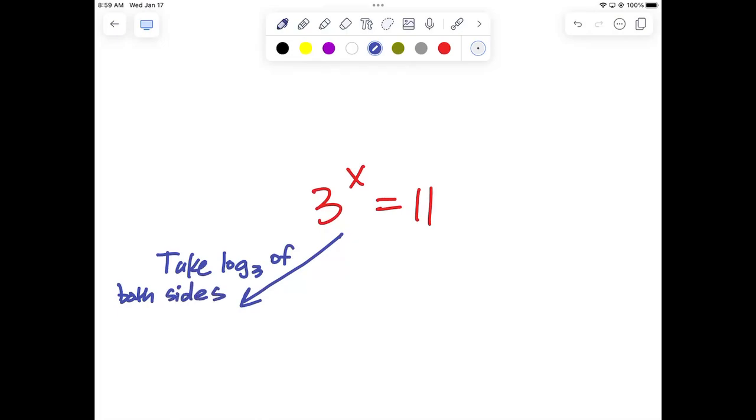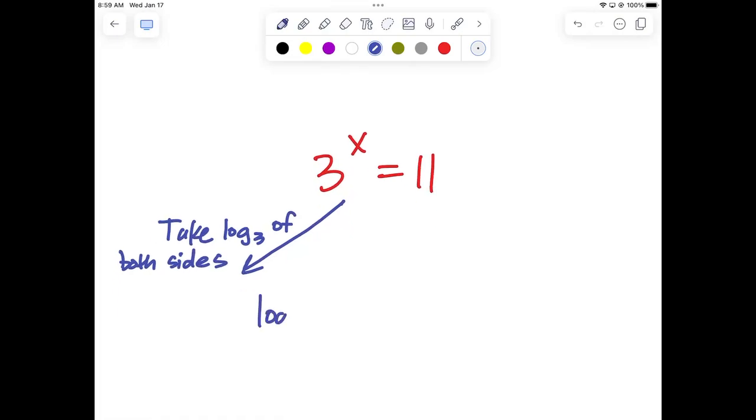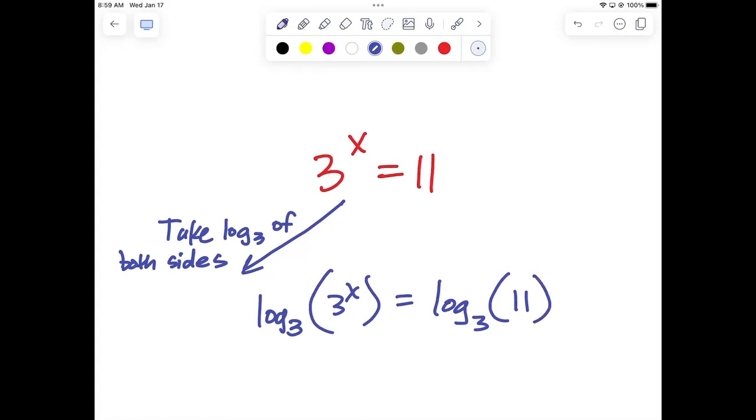We're trying to peel back the layers here. So it's going to be log base 3 of 3 to the x equals log base 3 of 11. When we take the log of both sides, we don't just squeeze it in on the first line like we do when we exponentiate both sides. We take a whole other line and we write the log in front.